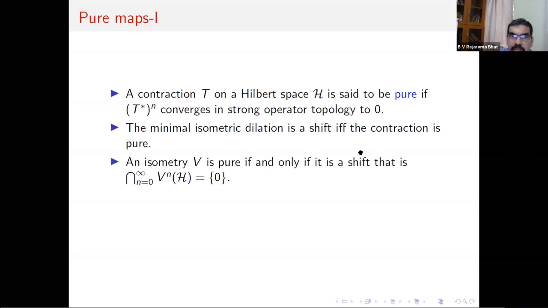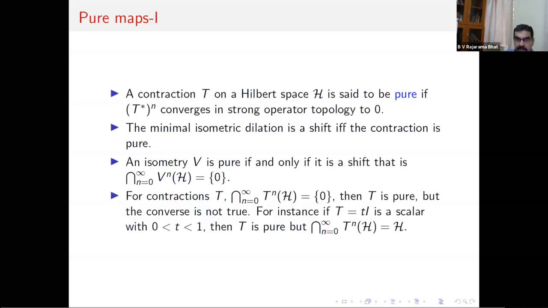The result is the minimal isometric dilation is a shift. That means the unitary part is not there if and only if the contraction is pure. But if you look at the isometry V, it is pure if and only if it is a shift. Okay, that one can check. Now we want to have a similar thing for functions.